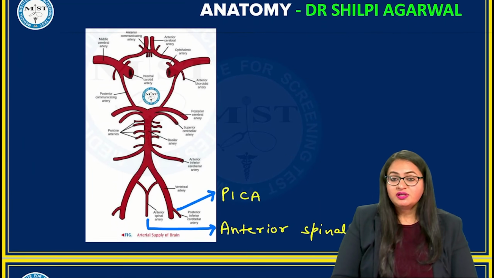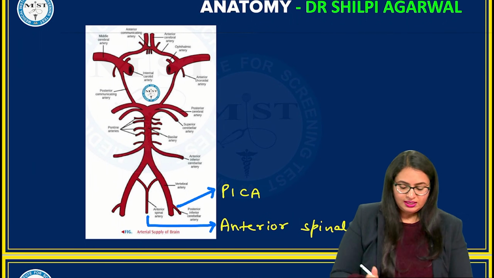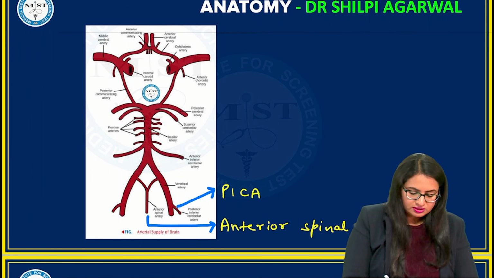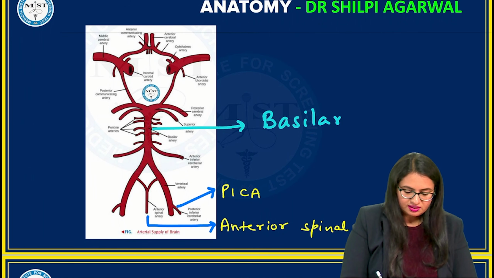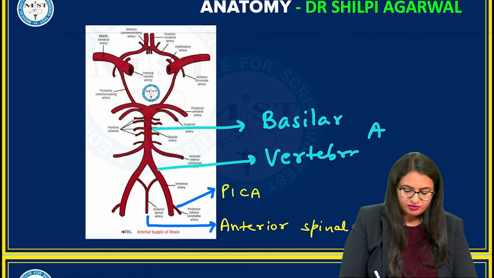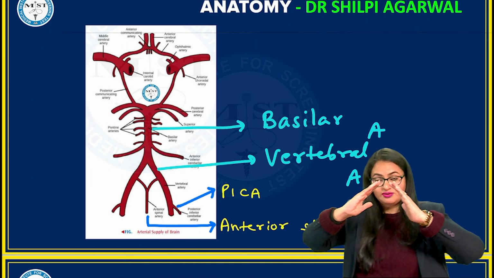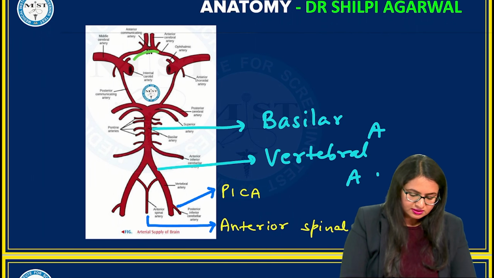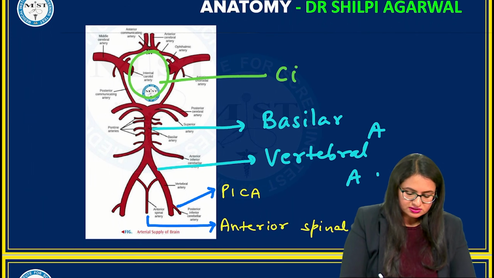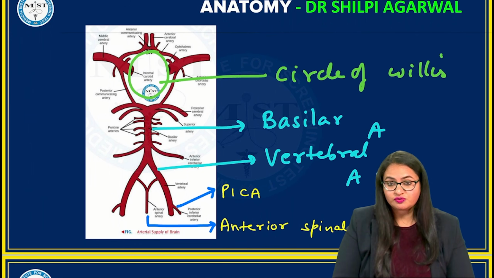Then coming to this image, we know that this is the image for blood supply of the brain. In this image, this artery is basilar artery. This artery is vertebral artery. Okay, the two vertebral arteries combine to form the basilar. And then this is the location of circle of Willis. So we have this orientation of the image over here.